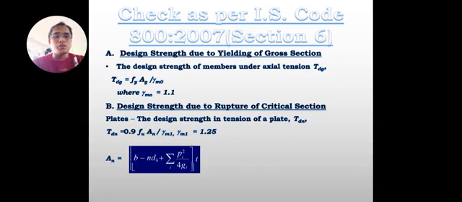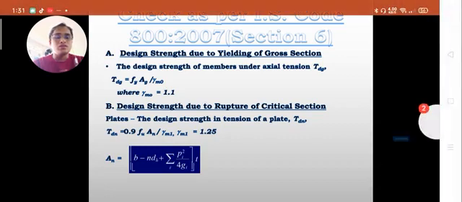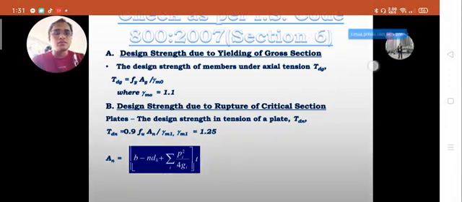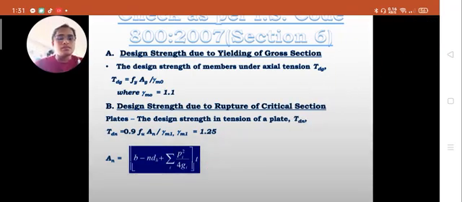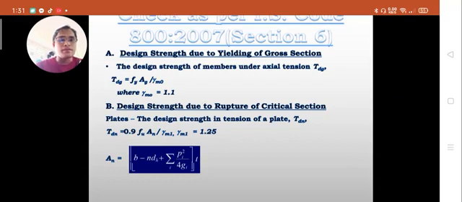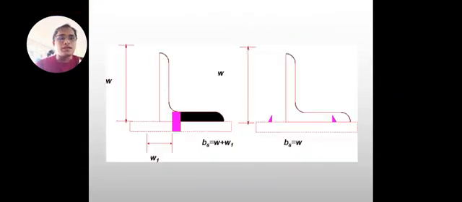The design strength due to rupture of critical section for a plate: the design strength in tension of a plate, Tdn, is equal to 0.9 Fu An over γm1, where γm1 is equal to 1.25, and An is equal to b minus n d. We have already dictated this.